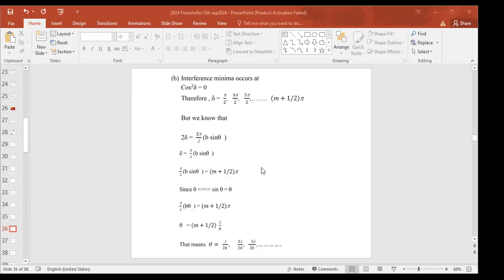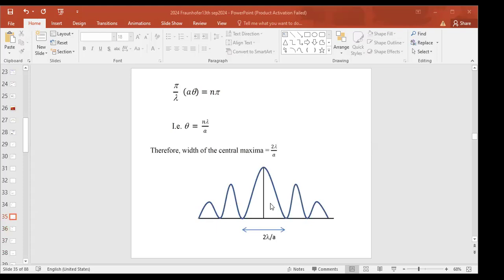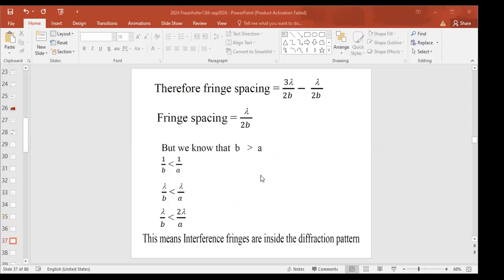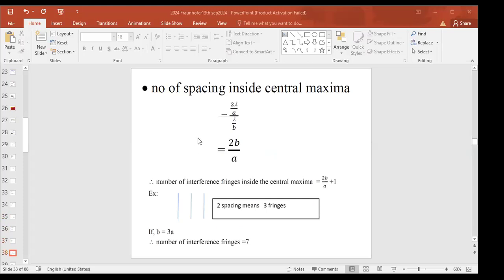Now we consider how many fringes of interference are within this distance, right? So we can do it like this here, right? Number of spacing inside. So you can calculate the spacing, then from that spacing you can find the fringes. So that is 2 lambda over a divided by lambda over b, that means 2b over a. So this is the number of spacing.